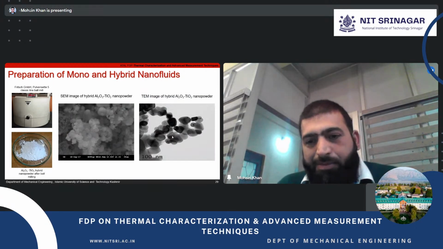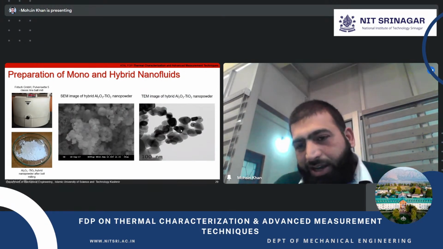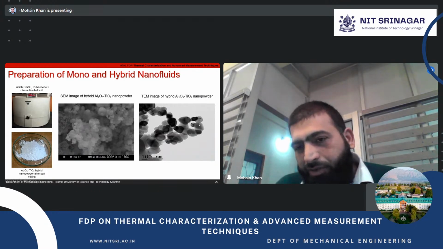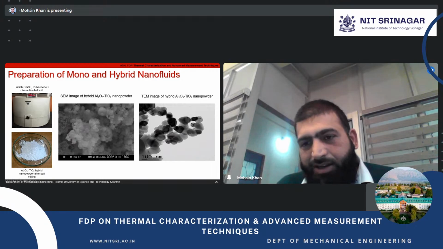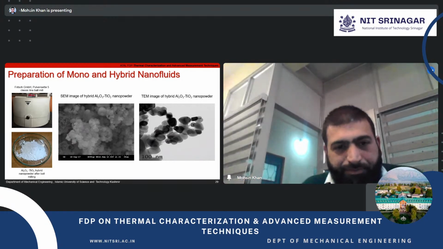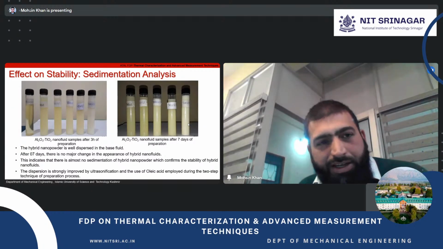This is the TEM image. This picture has been taken on a 100 nanometer scale. A few particles are of smaller size and a few are bigger. So the average particle size is around 80 nanometer in this case.